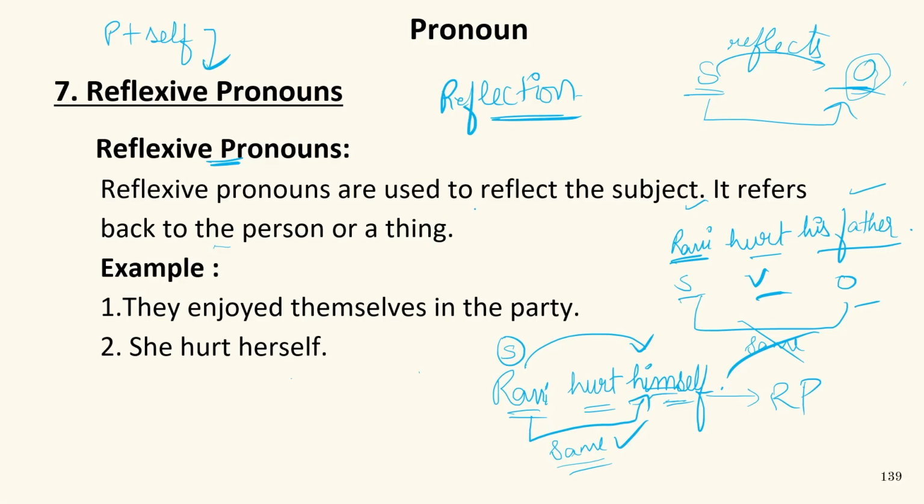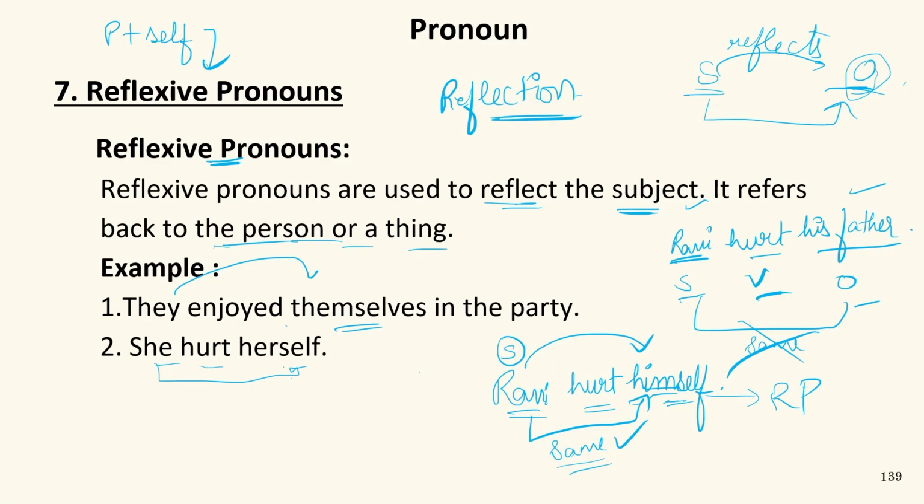Reflexive pronouns are used to reflect the subject. It refers back to the person or thing. They enjoy themselves. So this themselves is a reflexive pronoun because they and themselves are the same. She hurt herself. Now whom did she hurt? Herself. So subject and object are the same. That is why this is called a reflexive pronoun.